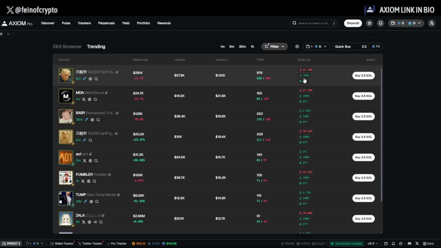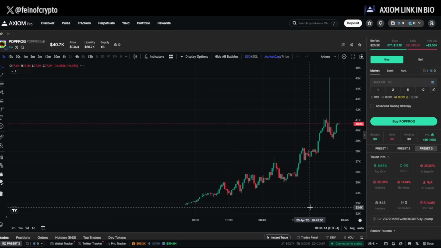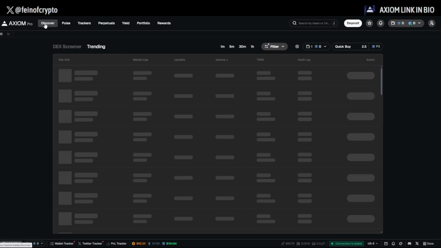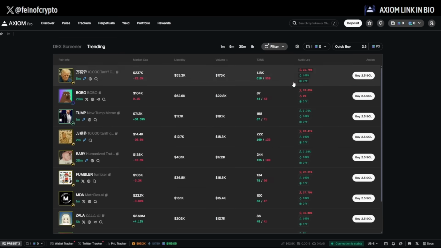Another quick tip. On this right side, audit log, if you see 0 in the middle fire tab for LP burned, don't even click on the coin. Save your time. It's a rug. All right? It's a rug. LP burned is a rug. Don't even bother. All right? If it has 0, don't even look at it. There's no point.